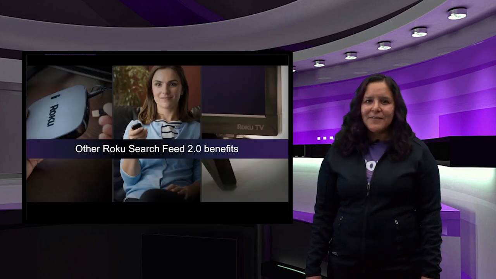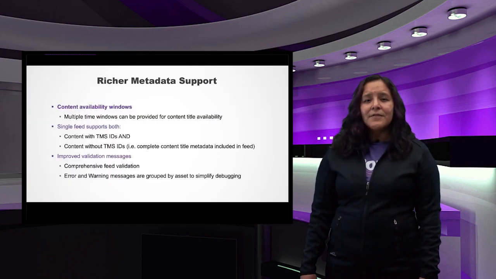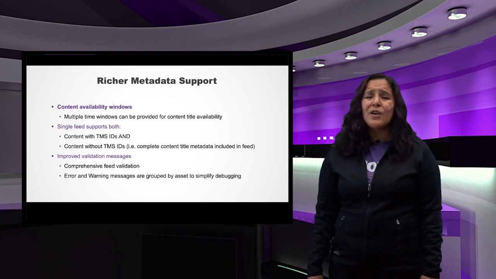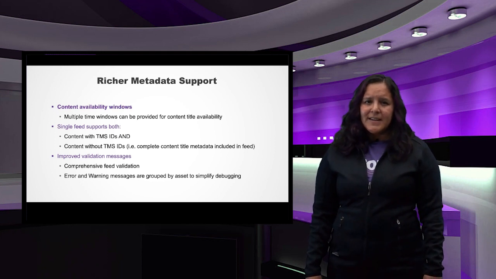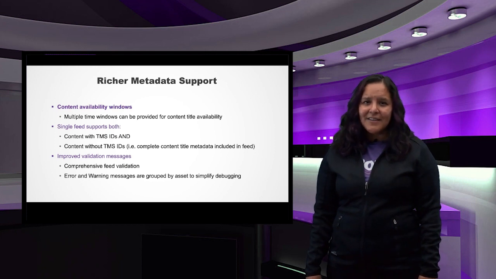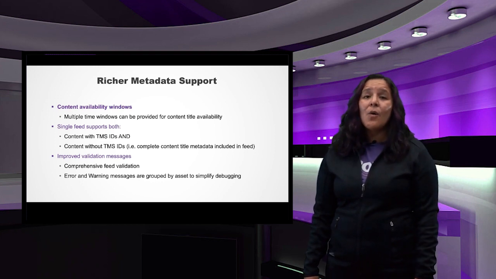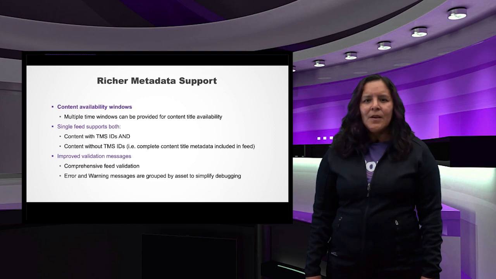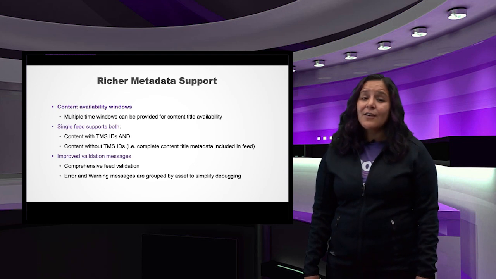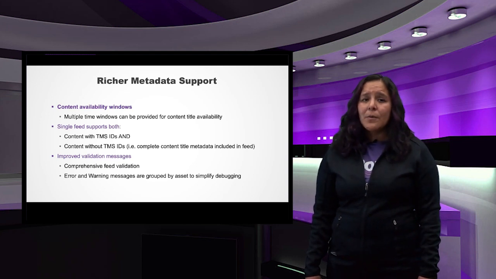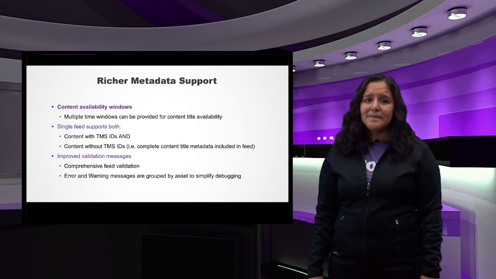There are many additional benefits to creating or converting to this new Search Feed format. Content availability windows allow you to preload a feed with titles that will appear in Search on device according to your schedule. To help with title premieres across different regions, multiple time windows can be provided for each title. This single feed format also supports both content with or without TMS IDs. When submitting the feed for testing, this new feed type supports comprehensive validation as well as errors grouped by asset type, which will improve your ability to debug before your submission.